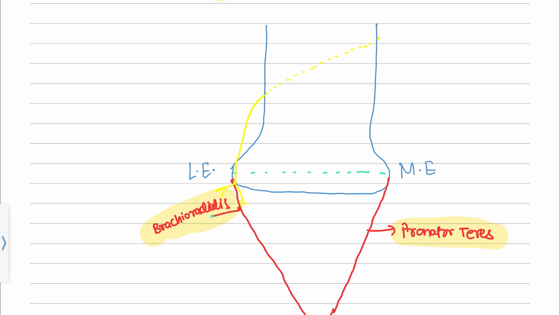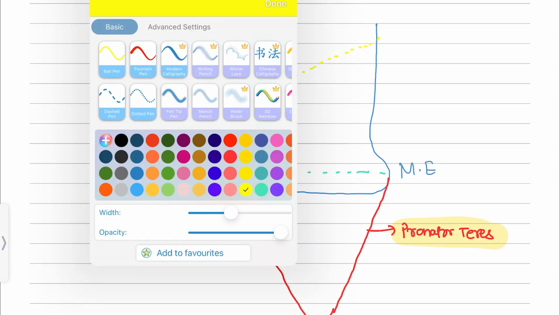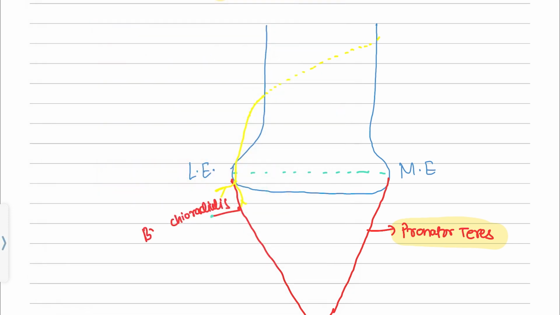Brachioradialis muscle. Imagine this as the deep branch of the radial nerve, and this one as the superficial branch. Another nerve coming from the medial side is the ulnar nerve.